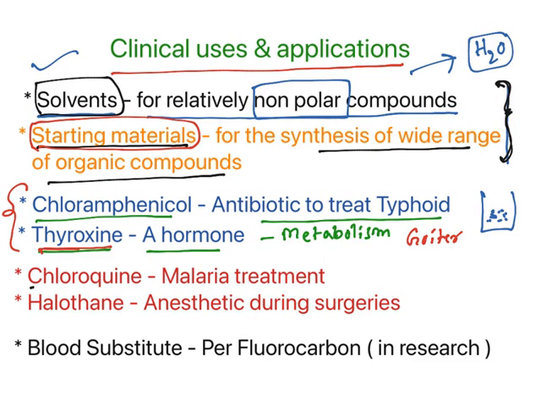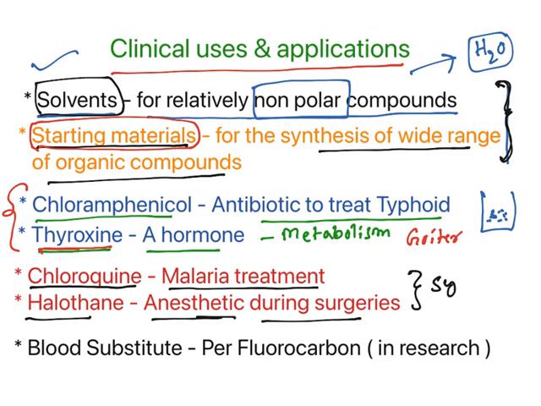After that, you have drugs like chloroquine, which is used to treat malaria, and halothane, used as an anesthetic during surgeries. These two are synthetic compounds. Look at how these points are framed. Two of them are natural compounds given as examples, and two are synthetic compound examples. Finally, blood substitutes. Some halogenated organic compounds like perfluorocarbon can be used as a blood substitute. It is still under research.